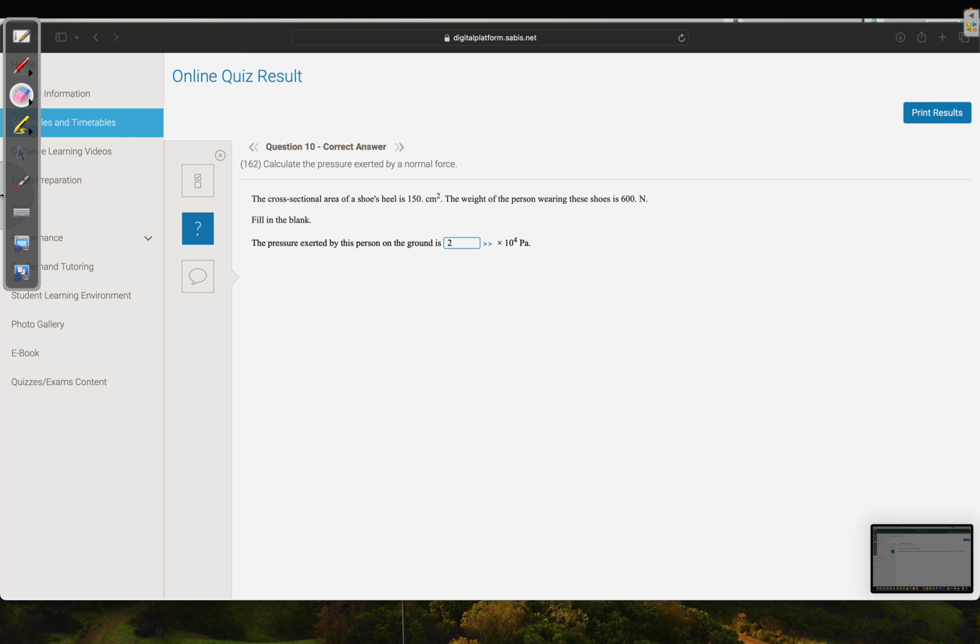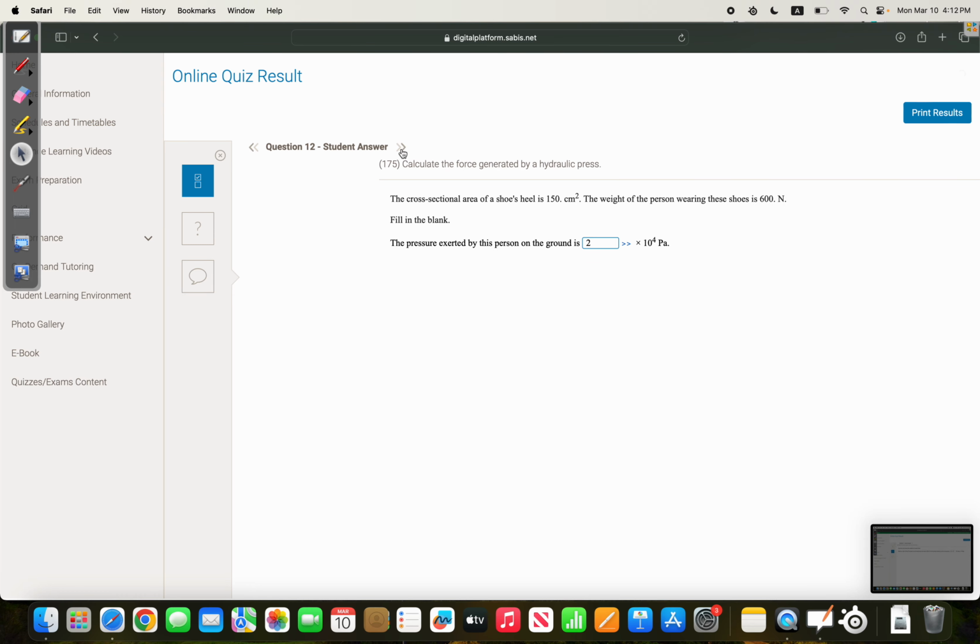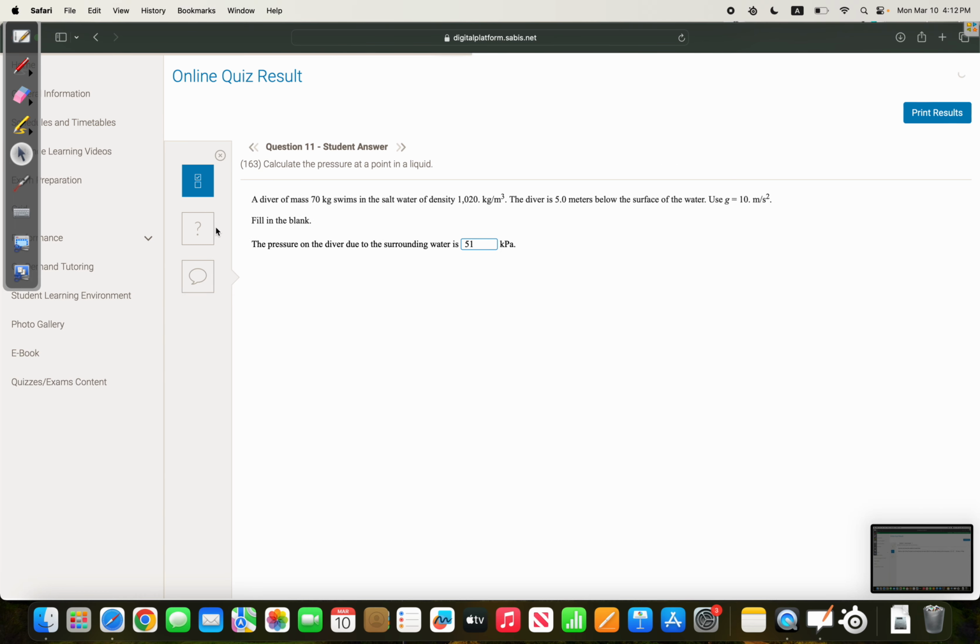Okay, question 11. Why does it skip to question? Okay. A diver of mass 70 kilograms swims in salt water of density 1020 kilogram per meter cubed. The diver is 5 meters below the surface of the water.